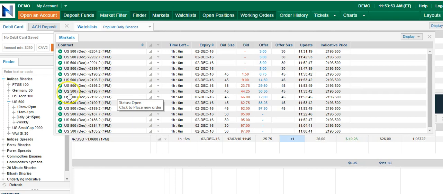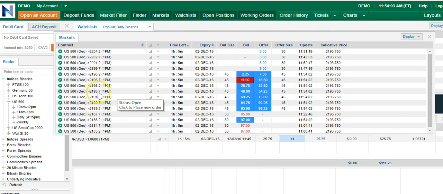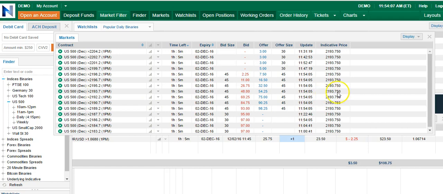So again, we're going to be selling. I'm looking at the US 500, S&P 500 December contract greater than 2193.7. I'm going to say that's not going to happen. And currently the market is at 2193.75, so currently it is above that number. If the market closed right now and I sold it, I would be wrong and I would lose my trade. Again, this is not based on any strategy or anything. This is strictly based on just picking a random trade for this example.